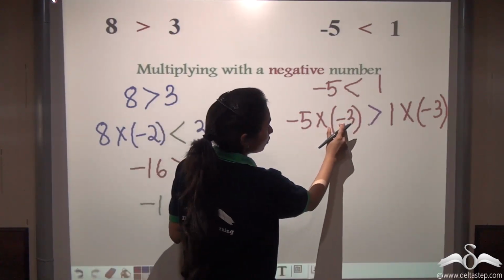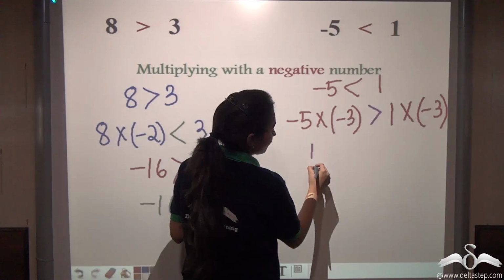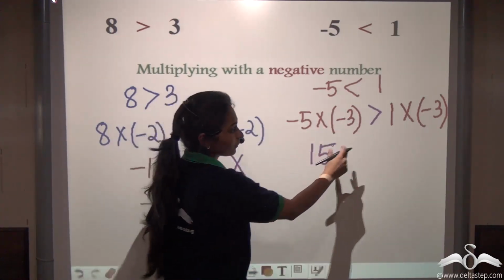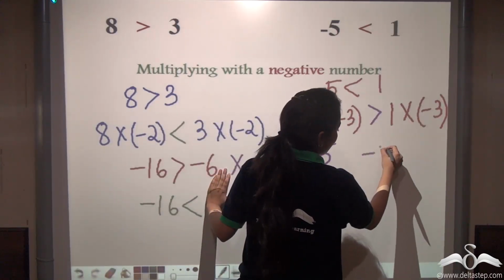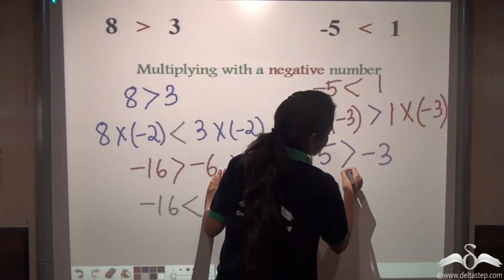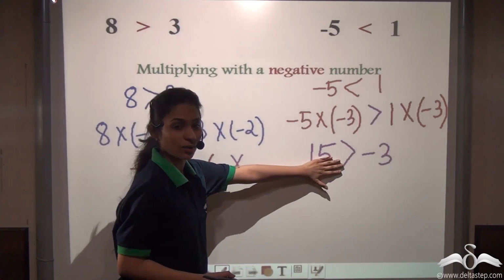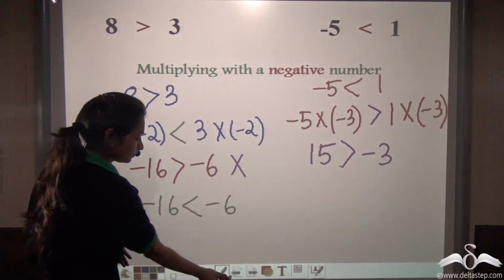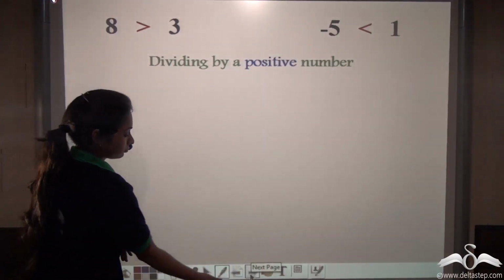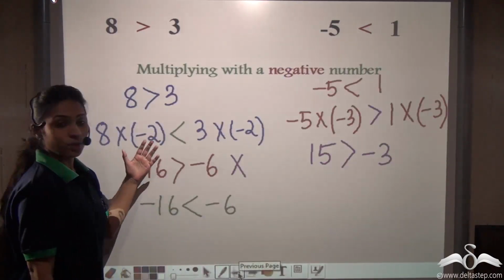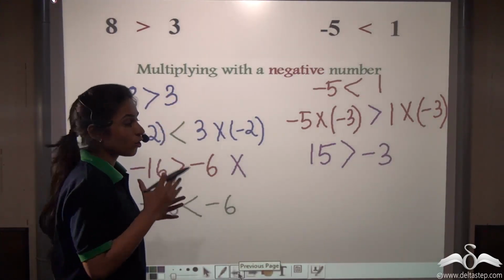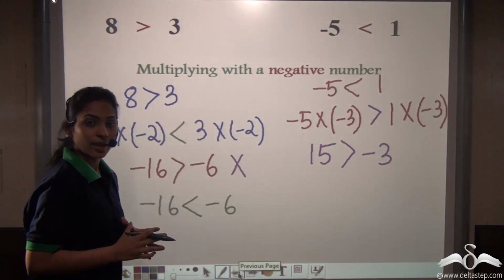Minus 5 into minus 3, that is 15. Because minus minus plus, so plus 15. And 1 into minus 3 is minus 3. See, using this sign gives us the correct inequation, as 15 is greater than minus 3. So what do you learn? You learn that whenever you multiply with a negative number on both sides of an inequation, always reverse the sign of the inequation.